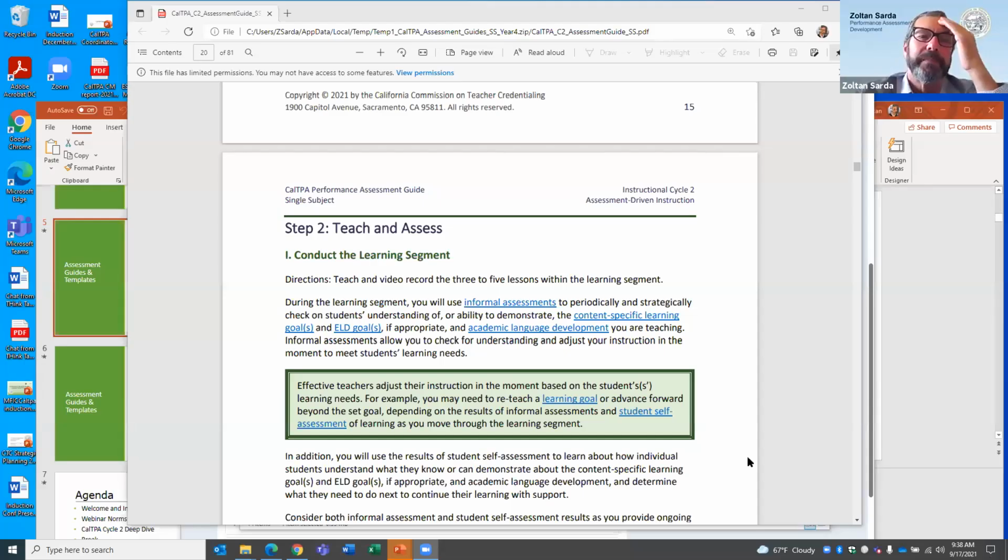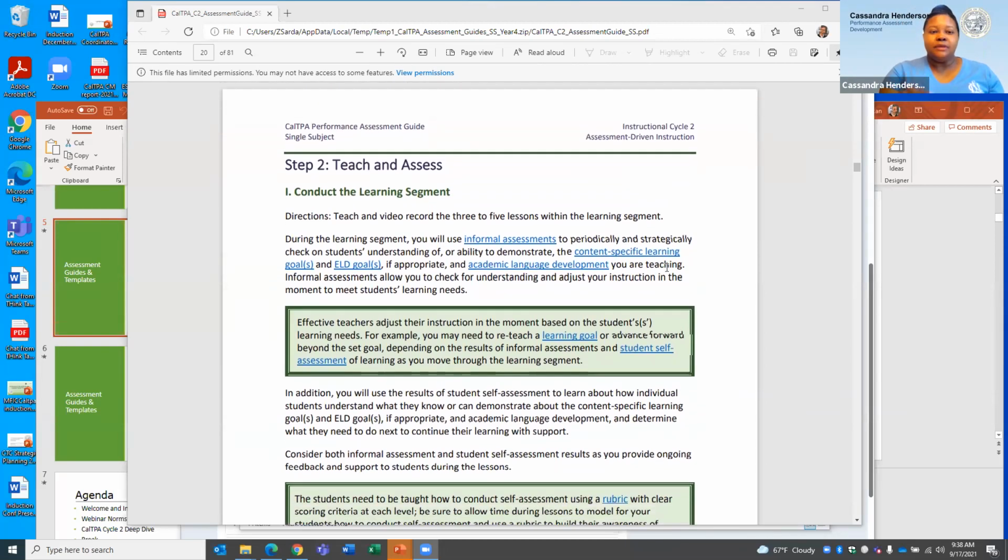Step 2 is on page 21, Zoltan. If you want, I can give you page cues so that you don't have to scroll. Oh, that'd be great. I had them all marked out so that I could do that if I was sharing. There we go. Okay, step 2. Hopefully you can all see that.